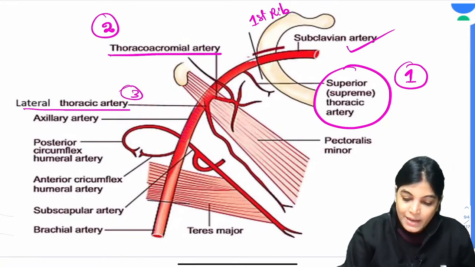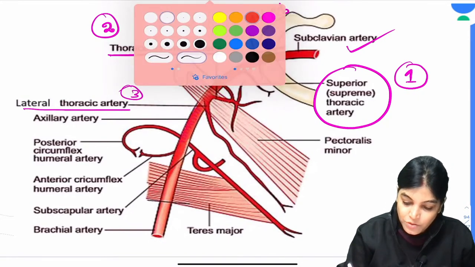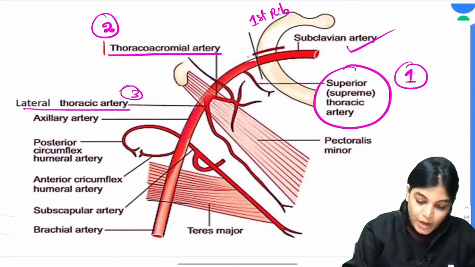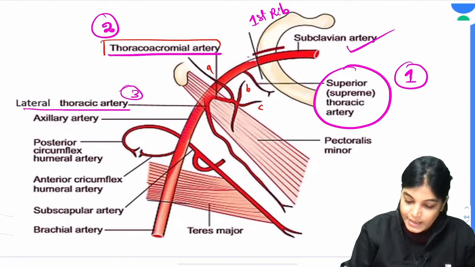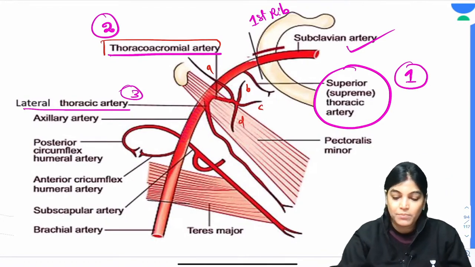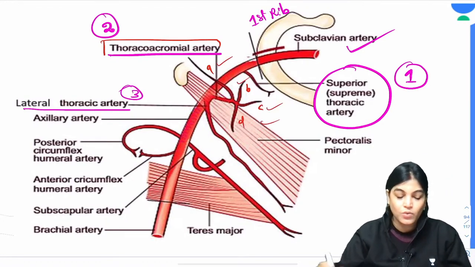This is thoracoacromial artery and this is the lateral thoracic artery, close to the upper and lower border. Can you see the four branches sprouting from thoracoacromial artery? You can see A, B, C and D. So what are they? A, B, C, D are acromial, deltoid, clavicular.